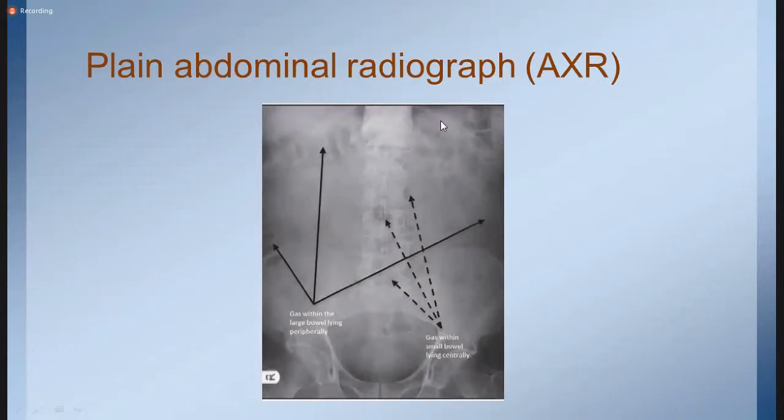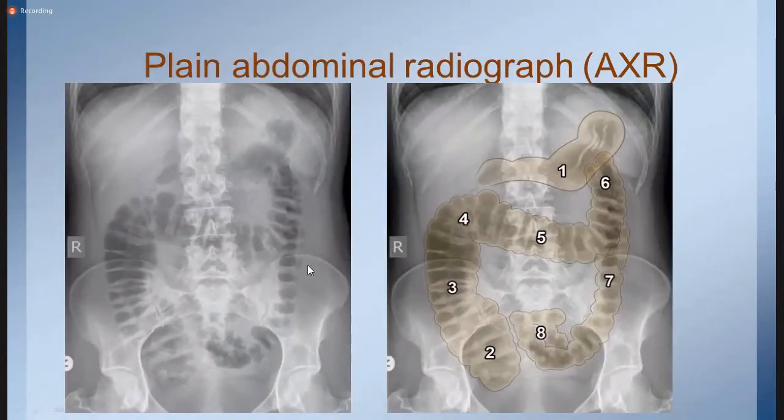So how do we recognize large and small bowel loops on plain X-ray? One thing is the placement. The large bowel is placed peripherally and the small bowel is placed centrally. And again you can see another normal abdominal X-ray demonstrating normal anatomy, including cecum, ascending colon, hepatic flexure, transverse colon, splenic flexure, descending colon, then the sigmoid colon. This is the shadow of the air within the stomach.